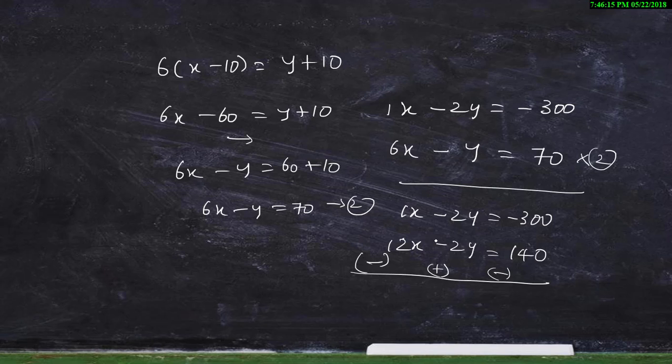So X minus 12X is minus 11X, minus 2Y plus 2Y cancel, and minus 300 minus 140 will become minus 440. Both sides minus gets cancelled, and we get 11X is equal to 440, and X is equal to 440 by 11, and 11 fours are 44, so X is equal to 40.